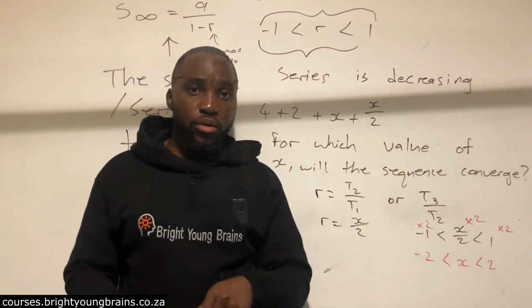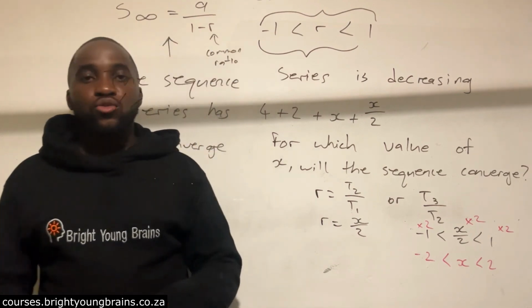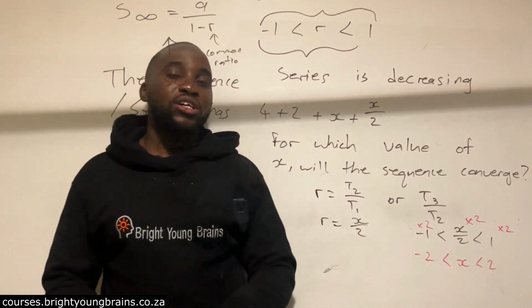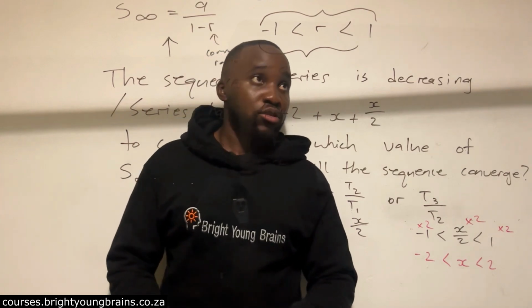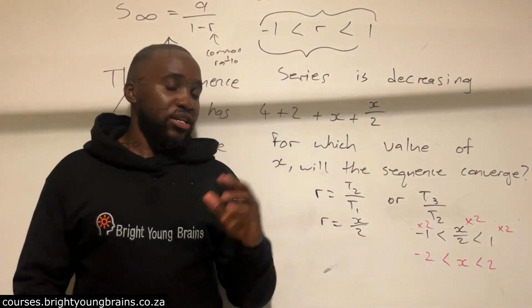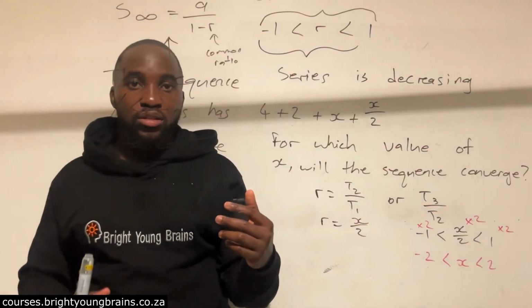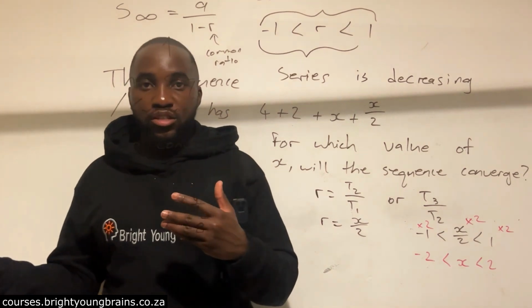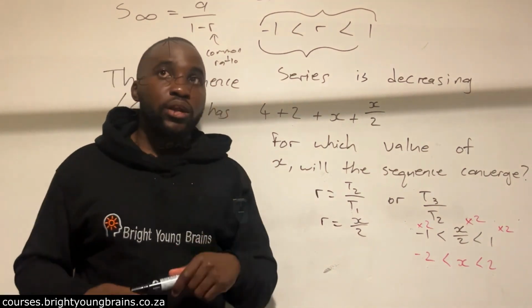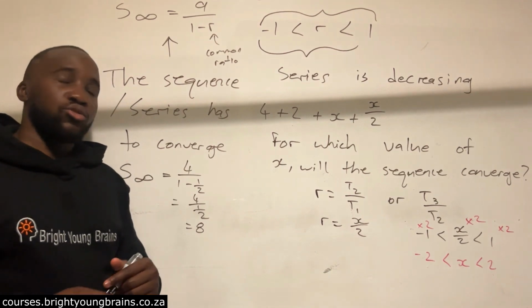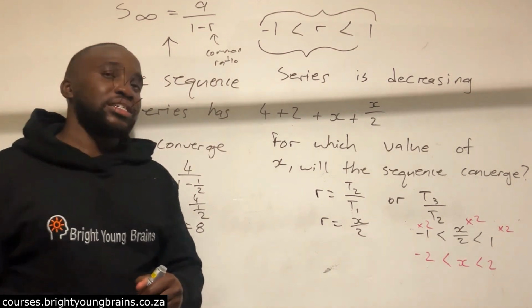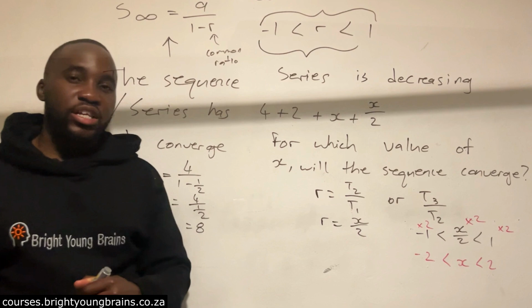In the next tutorial, we are going to start talking about sigma notation, because remember, we have touched on the Sn formula for arithmetic sequences, the Sn formula for geometric sequences, and we've also now touched on sum to infinity. So the next best thing is sigma notation, which is in the next tutorial.